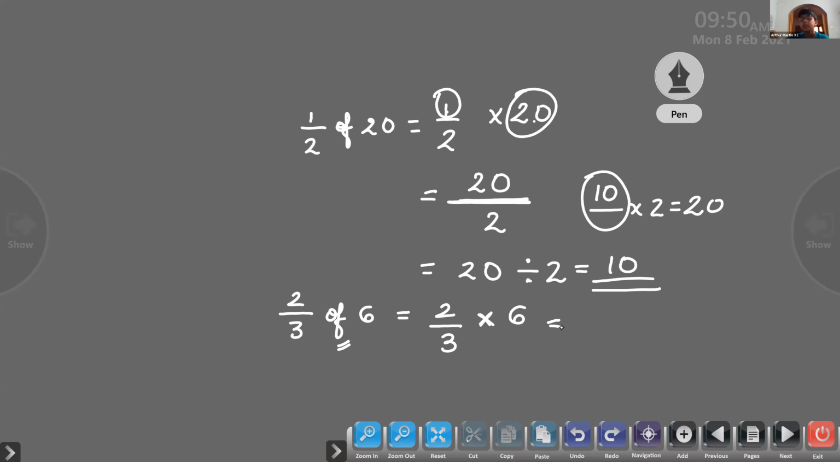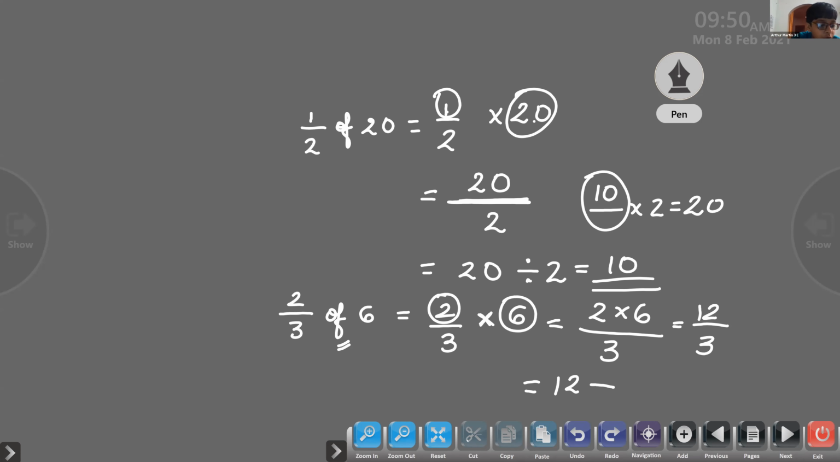After that, what we have to do? Then we have to multiply the numerator and the number. That means 2 into 6, 12. Denominator will be same. 12 by 3 means you have to divide 12 by 3. You have to check which number into 3 you get 12. 4. So 12 divided by 3 is equal to 4.